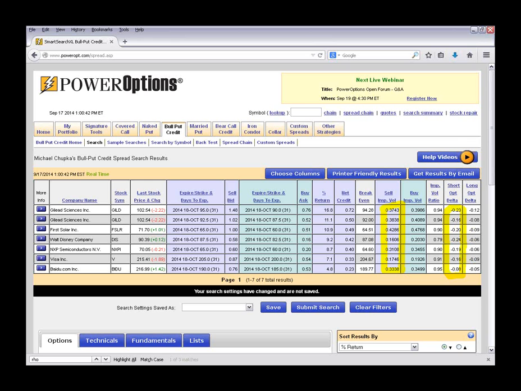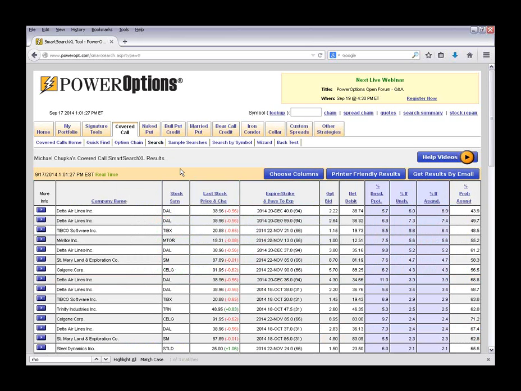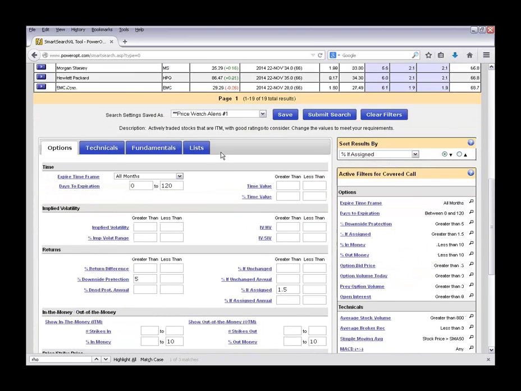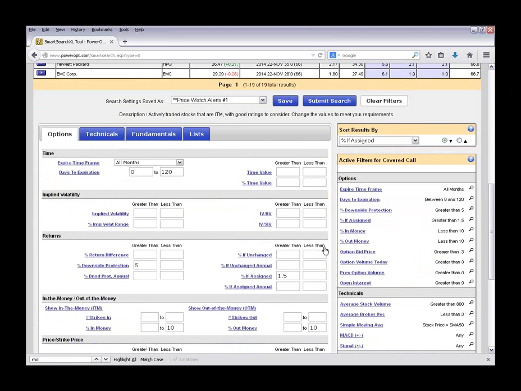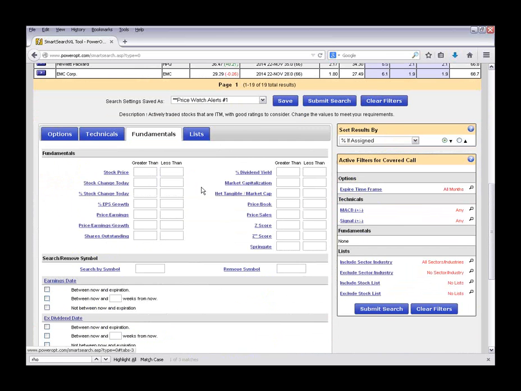Let's do a very similar screen with covered calls, I'm sorry, second place, 61% of you doing covered calls and naked puts. And again, not to beat a dead horse, but I'm going to use the same exact criteria for the stock that I use in a covered call that I'm going to use for bull put credit, naked put, and calendar spread and bull call debit as well. So let's go ahead and enter those criteria again. First step, I'm going to clear out the filters. I'll start off in the fundamentals.